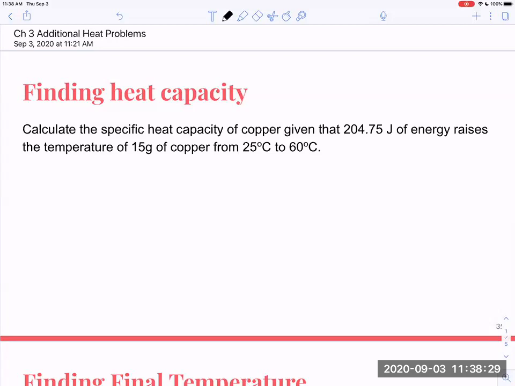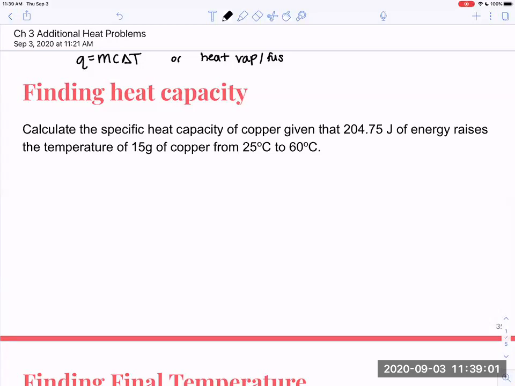So first, when you're looking at a problem that you think might have to do with heat, because it has the word heat capacity, it has energy in it, temperature change, you have two options really. We can use Q equals mcΔT, or we're using the heat of vaporization or fusion, right? Which is really just a change in energy per gram of substance.